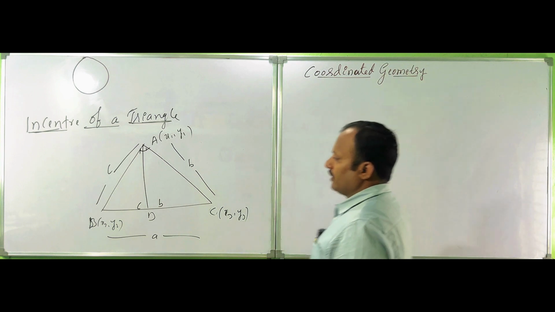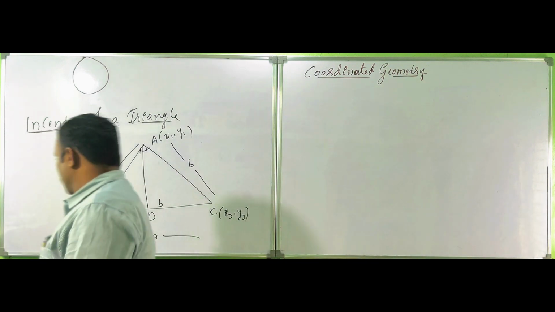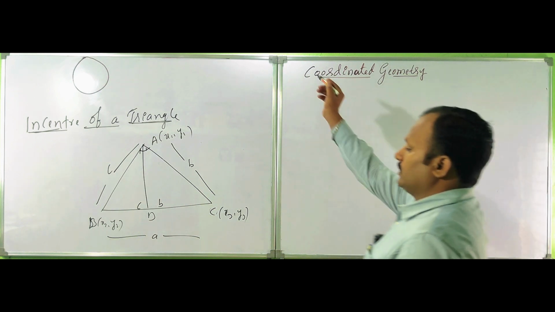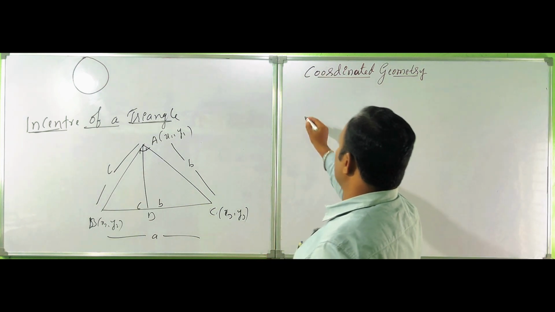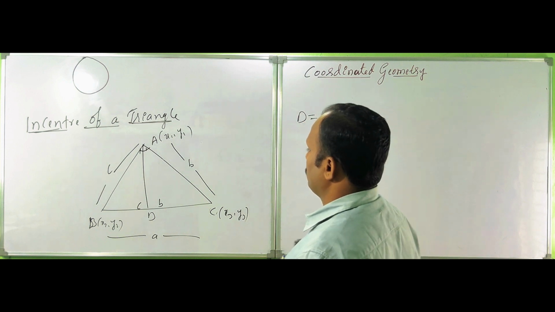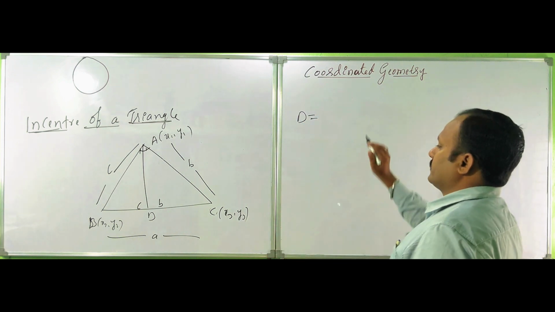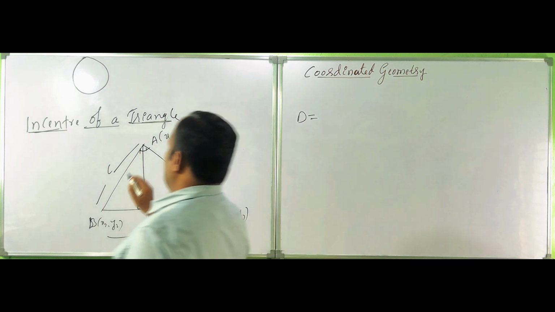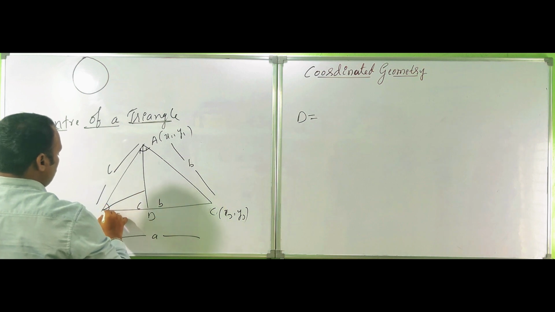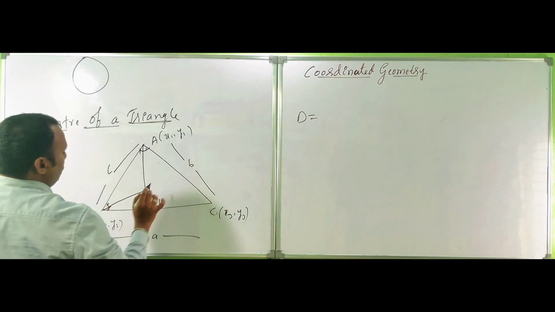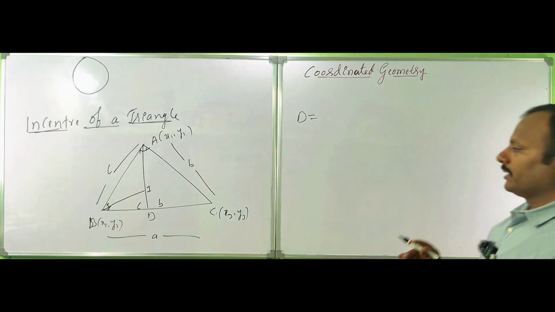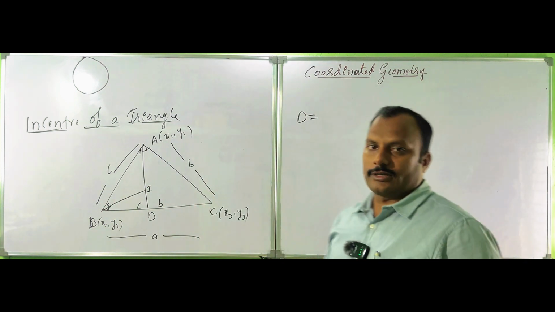By the section formula, we can derive the point D. D divides C to B, so D is equal to... Next, first, C again. The incenter is where the angle bisectors meet, and this becomes I. We first find the point D.